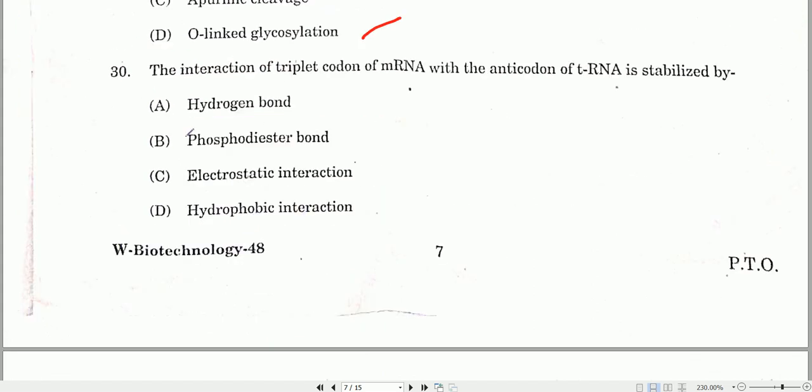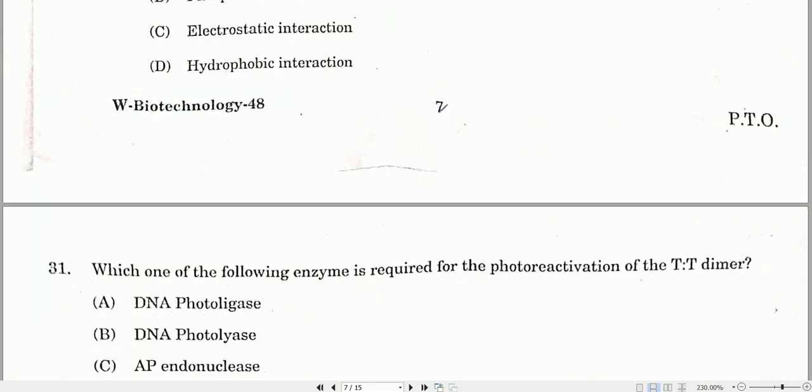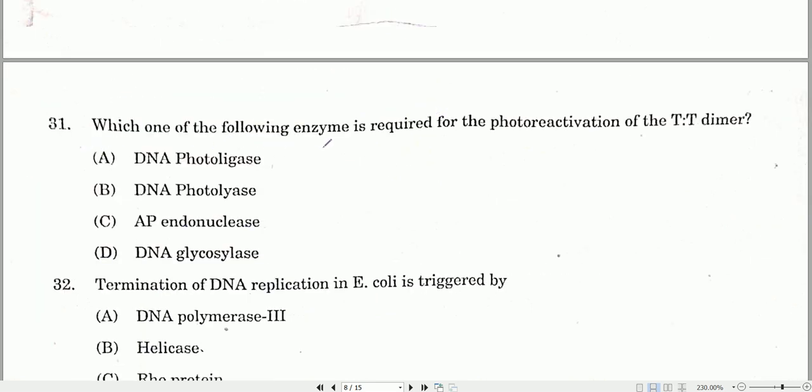Coming to question number 30. The interaction of triplet codon of mRNA with the anticodon of tRNA is stabilized by hydrogen bond. Coming to question number 31. Which one of the following enzyme is required for the photoreactivation of TT dimer, thymine dimer? Okay, so that will be your DNA photolyase. So if you give photolyase in presence of blue light, the TT dimer can be removed. So option B will be the correct one.